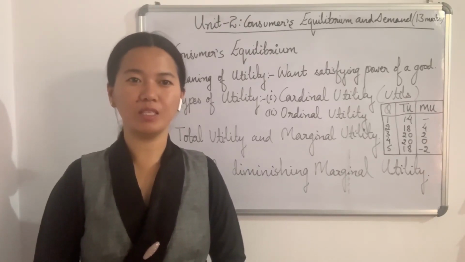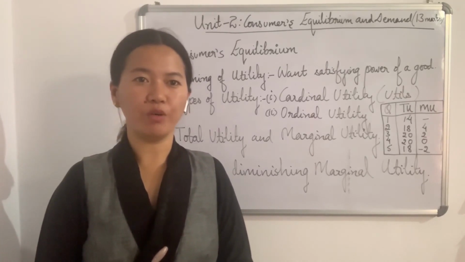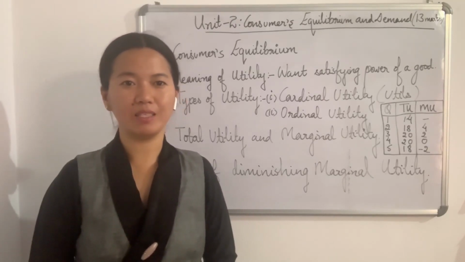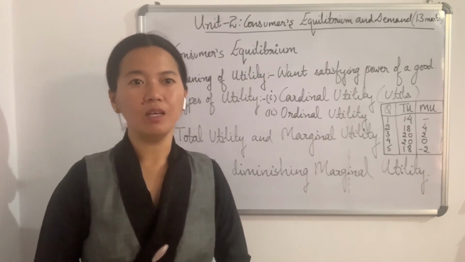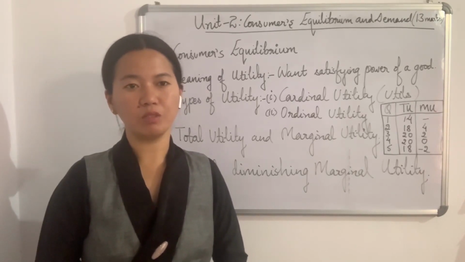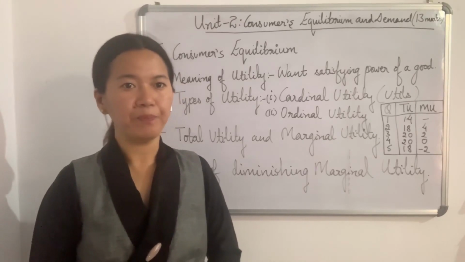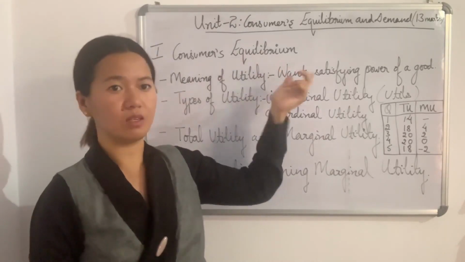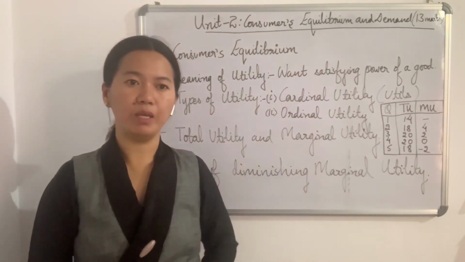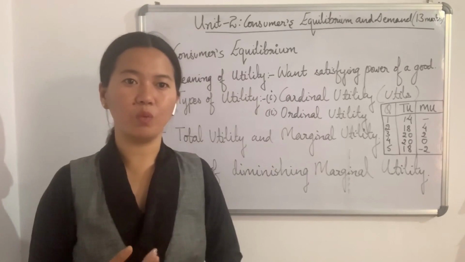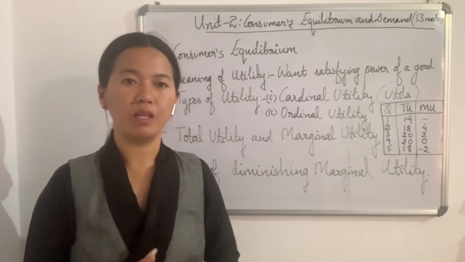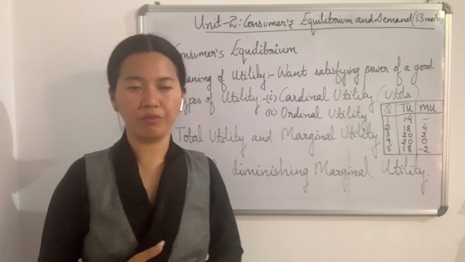In the first session, we learned unit 1 of introductory microeconomics, which carried 4 marks in the exam. And in this second session, we will learn the second unit of microeconomics, which carries 13 marks in your annual exam, and it is consumer's equilibrium and demand. In this second unit, we have 3 main concepts. The first one is consumer's equilibrium, the second one is indifference curve analysis and budget line, and the third main lesson is demand curve.